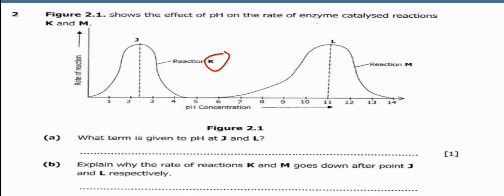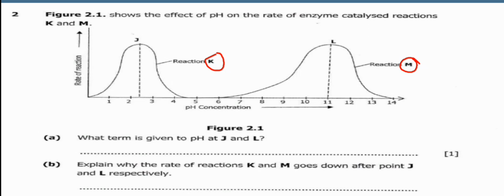So since we have talked of these parts, which are L and J, these L and J are called the optimum pH. Let's try to identify the region in the alimentary canal where reaction K and reaction M can work. Since the graph for reaction K is catalyzing under acidic pH, meaning this one can work where? It can work in the stomach, because in the stomach, that is where you are going to find the acidic region, and the stomach walls produce the hydrochloric acid.